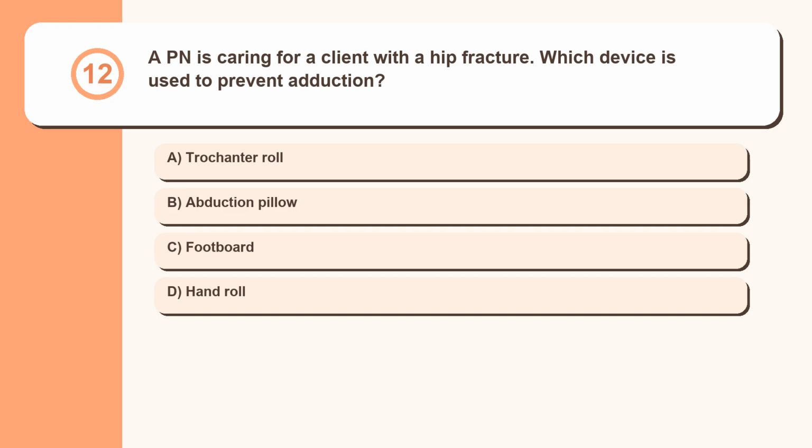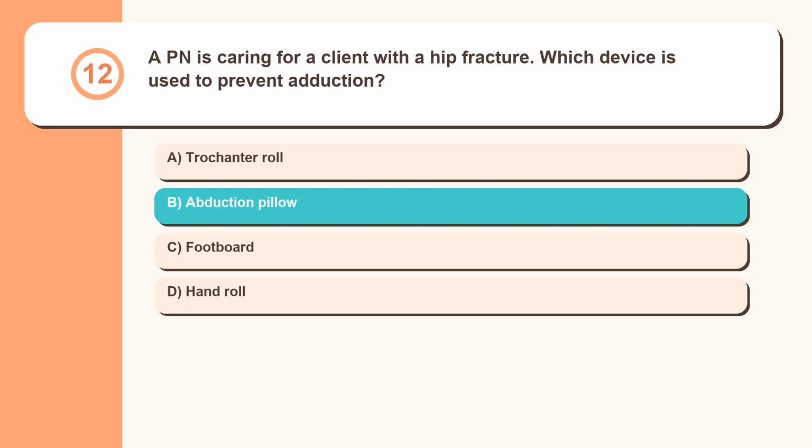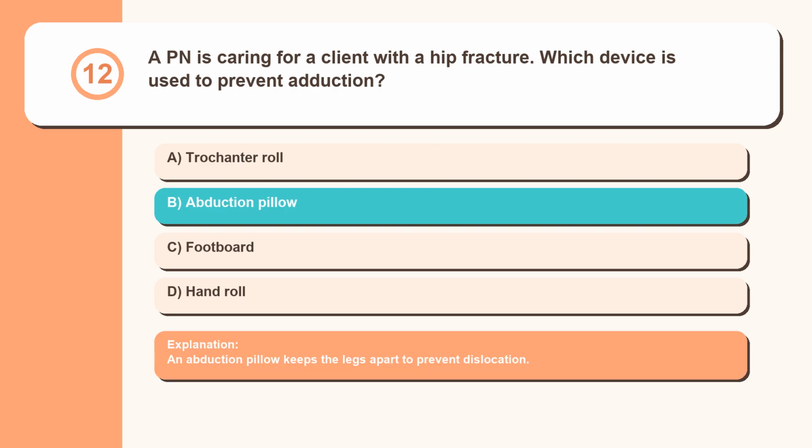Question 12. A PN is caring for a client with a hip fracture. Which device is used to prevent adduction? Trochanter roll, abduction pillow, footboard, hand roll. An abduction pillow keeps the legs apart to prevent dislocation.